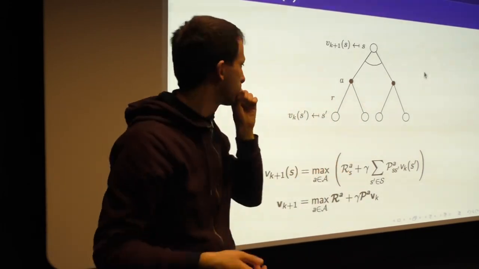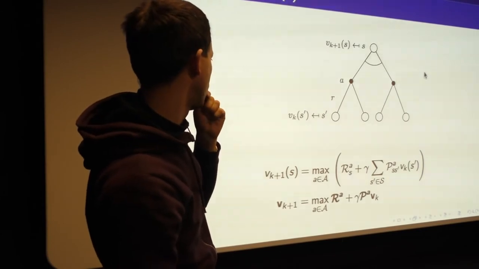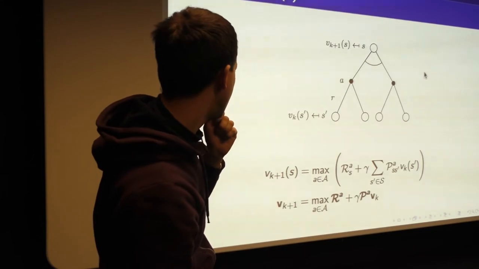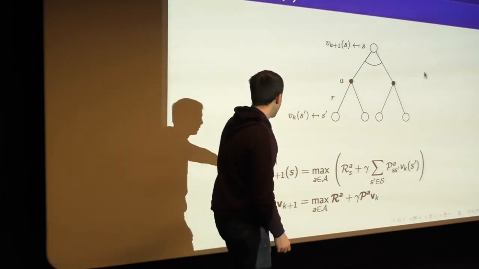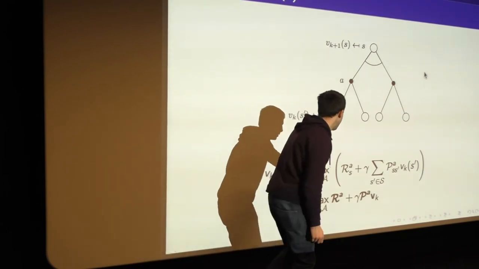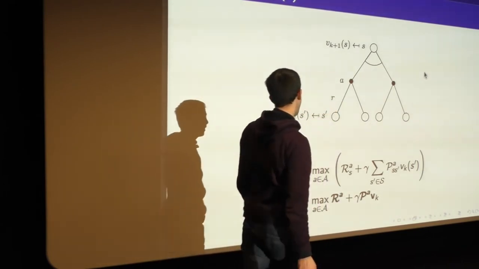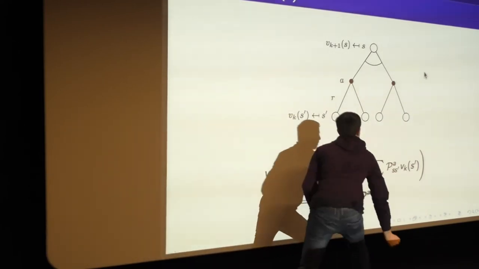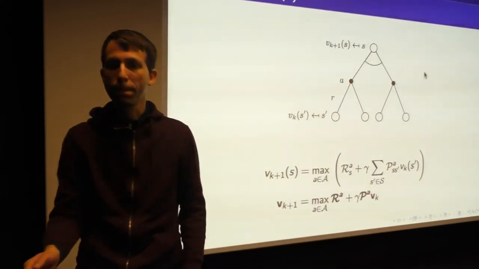Should there be a bracket at the bottom as well or not? Where? The second line? Here? Around the max? I see. This is a max over the whole thing. Over the whole thing, okay. Yep. Yes, thank you.